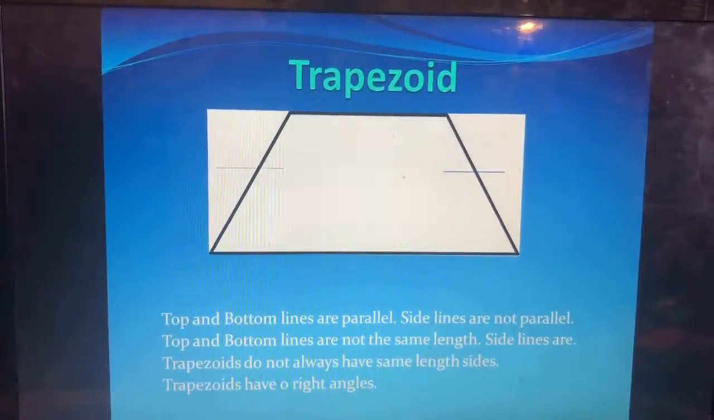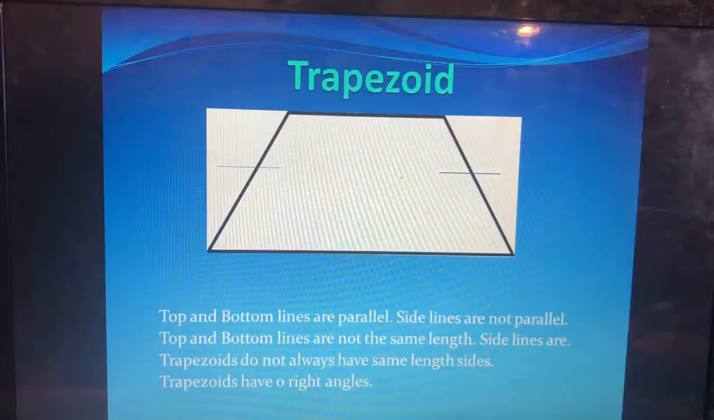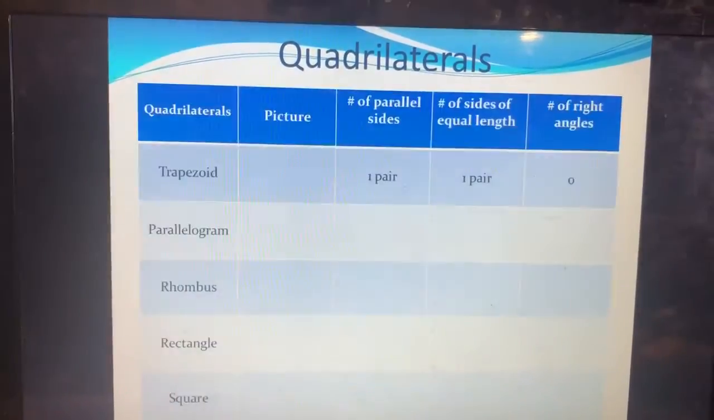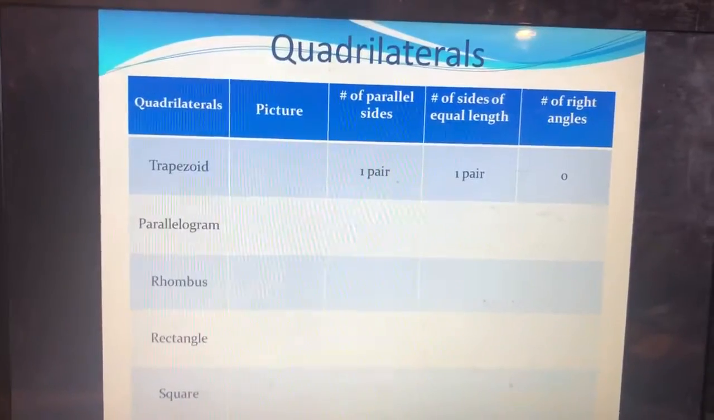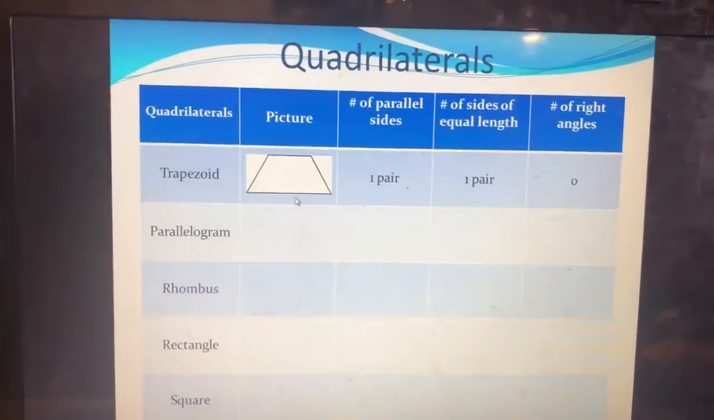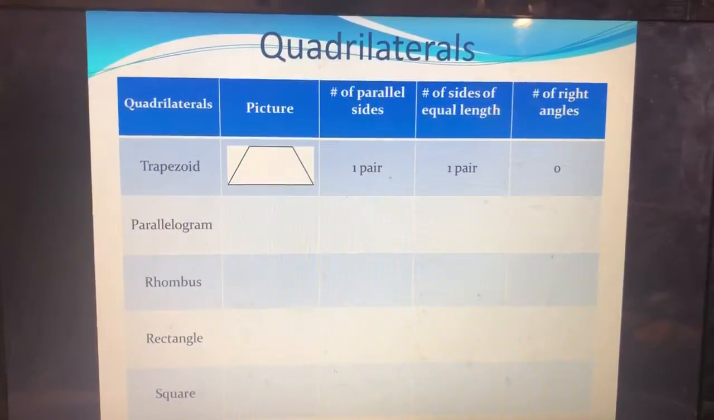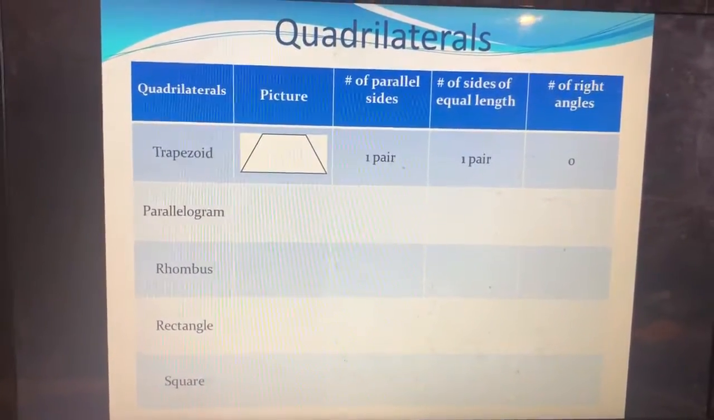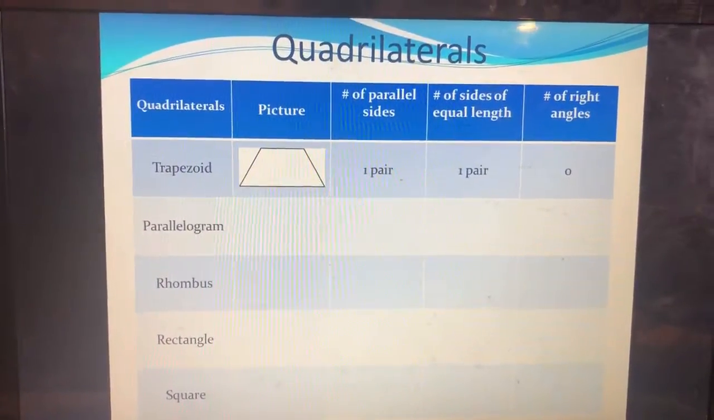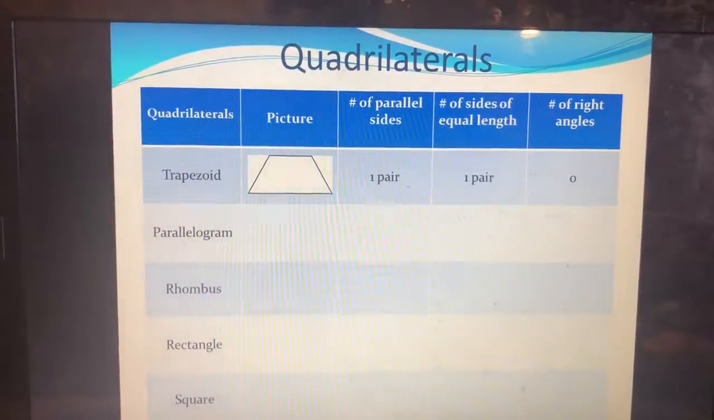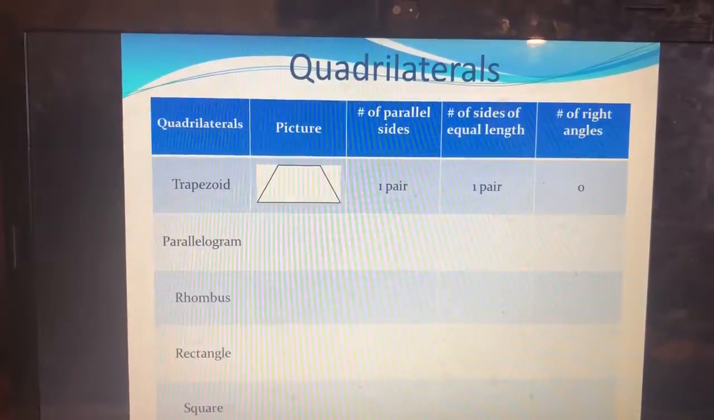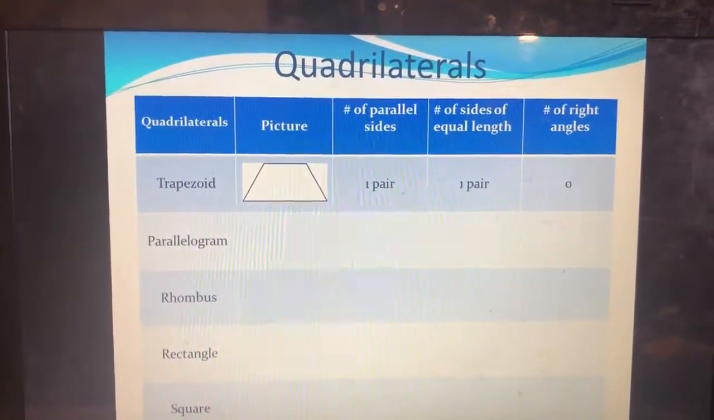So if we click back, the trapezoid has 0 right angles. So if we click back to our chart that you have in your journal, I want you to draw a picture of the trapezoid that we were discussing. And then we can also go ahead and fill in that this trapezoid has 1 pair of parallel lines, which is the top and bottom, but the sides are not. So that gives us our 1 pair.